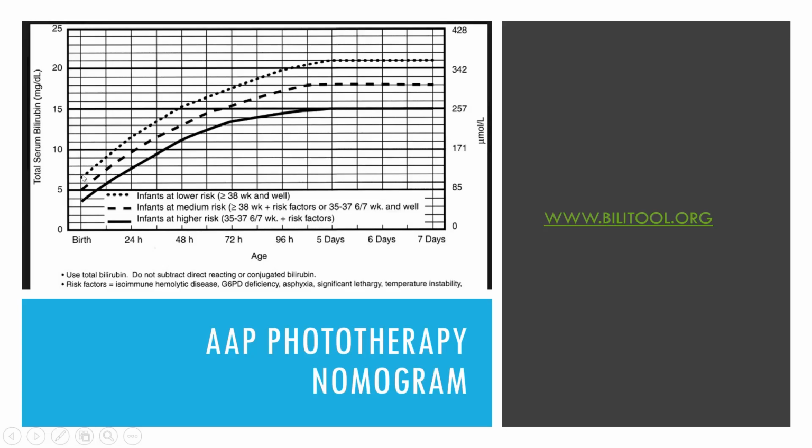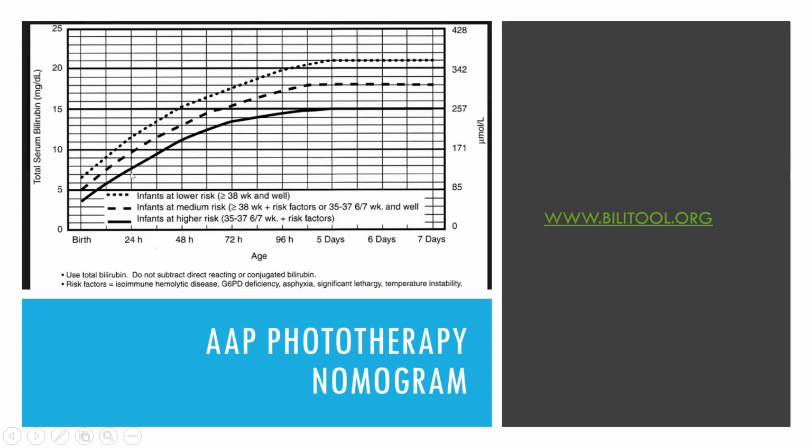This top line here with the dots is infants at lowest risk. So these are 38-week infants and well. These are pretty much your newborn nursery babies right here. So you just plot your babies. You've got a kid at 24 hours old, because that's about when we check a first bilirubin level.